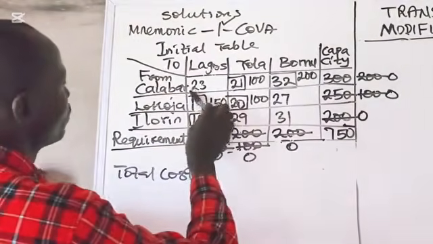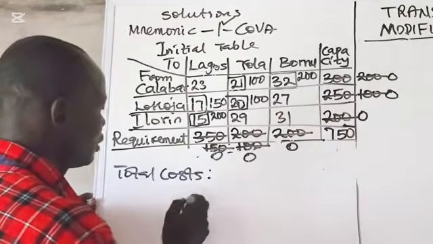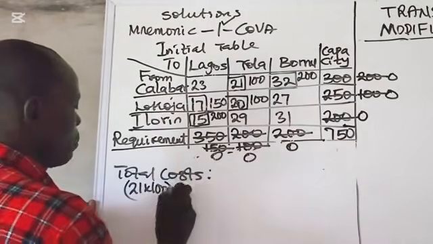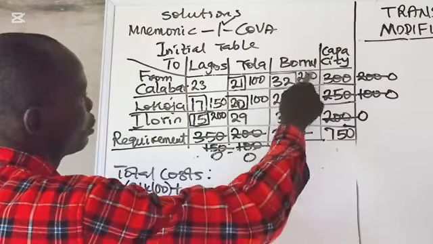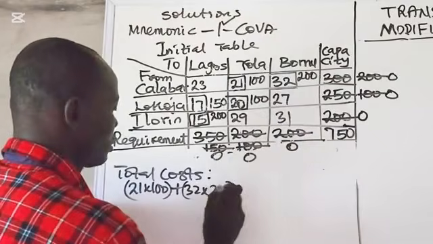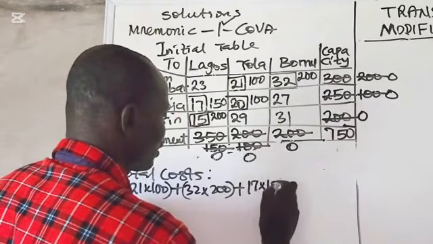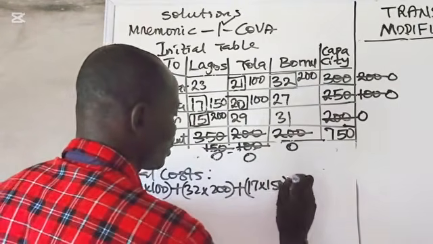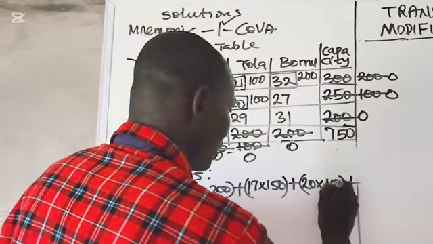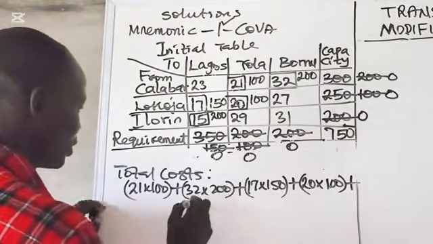You have this row, 21 times 100, plus 32 times 200, plus 17 times 150, plus 20 times 100, plus 15 times 200.